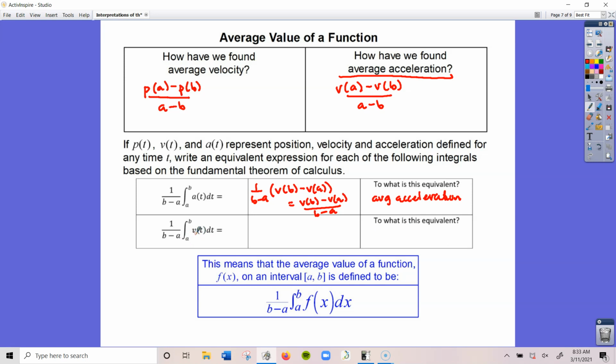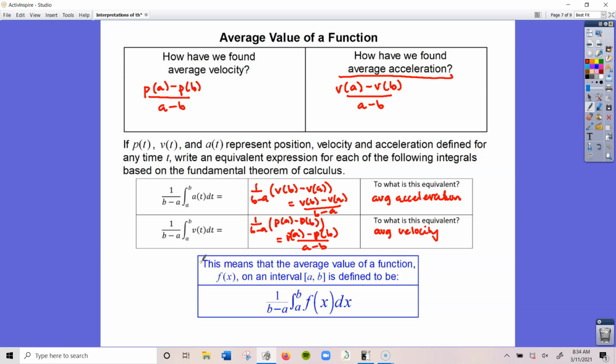If we were going to do the same thing here, if we multiply 1 over B minus A times the integral from A to B of v of t, the antiderivative would give P of A minus P of B. And again, if you put that together, that gives me P of A minus P of B over A minus B. And that's equivalent to average velocity.